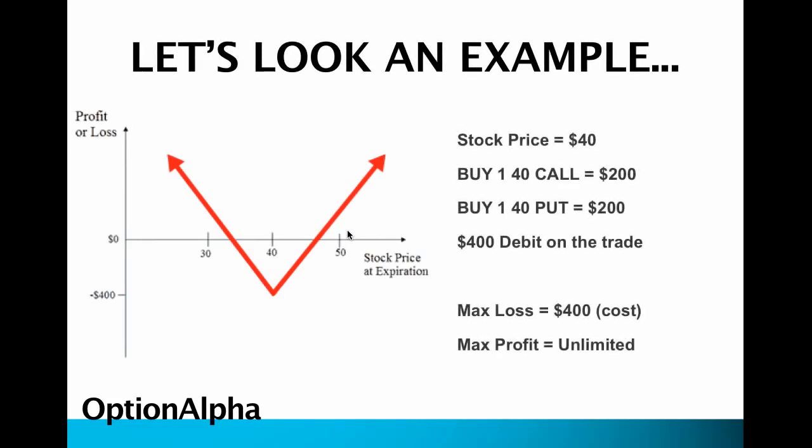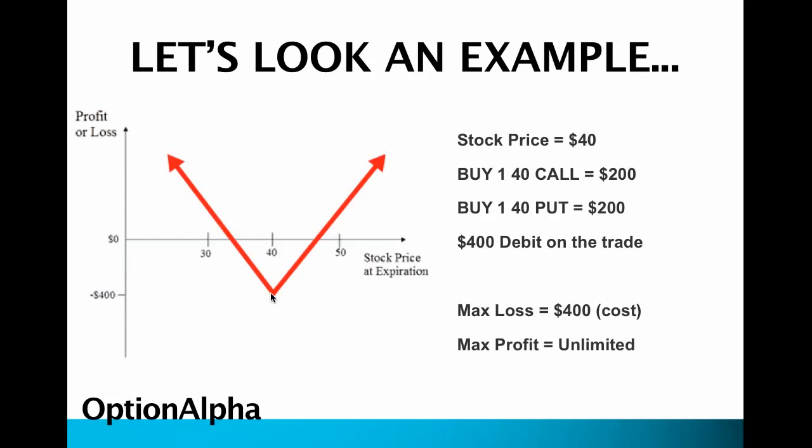Now let's look at an example real quick. If the stock price is trading at, say, 40, we are going to buy a 40 call for $200 and buy a 40 put for $200 as well. Now the net debit on the trader, the net outlay of money, is $400 because we had to buy both of these options. The maximum loss we can incur is $400. Again, that's if the stock closes right at our strike prices. And you can see visually here on the chart, that's our max loss at $400.